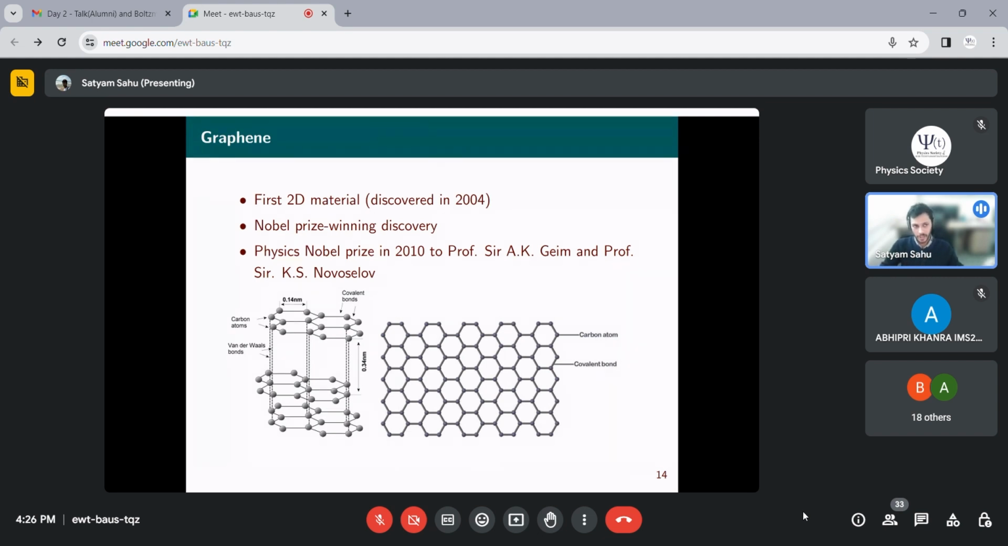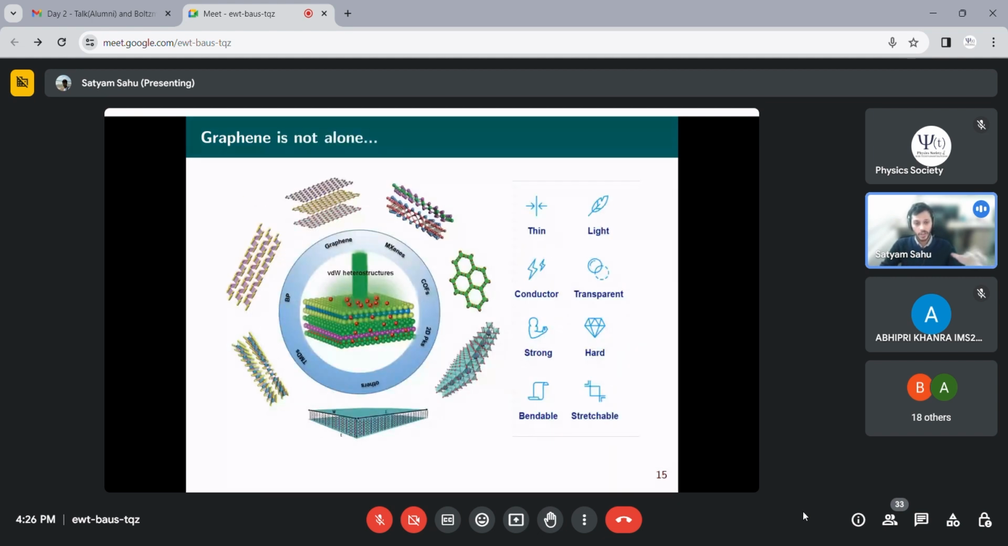So graphene is not alone. There are a lot of material systems. In the past two decades, almost 2000 new two-dimensional materials have been discovered, which is almost 100 materials per year. So if you start to write papers, you could essentially have 10-20 Nature papers per year just by characterizing these material systems.